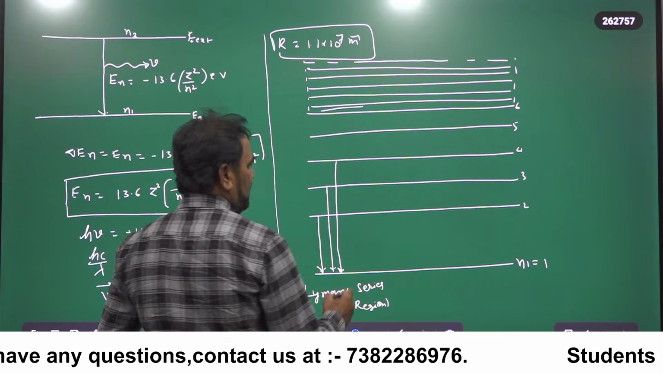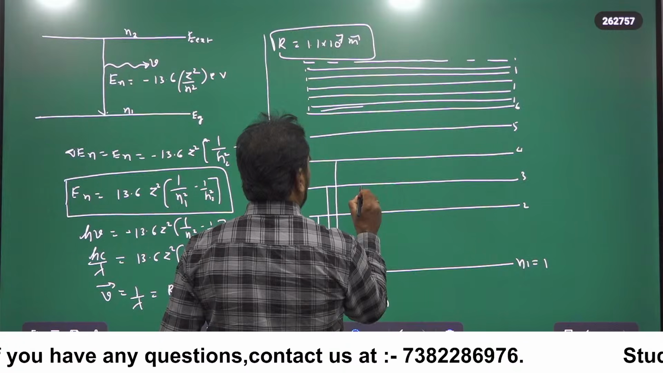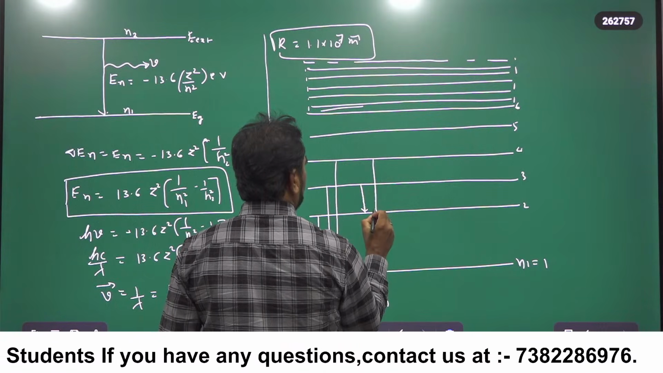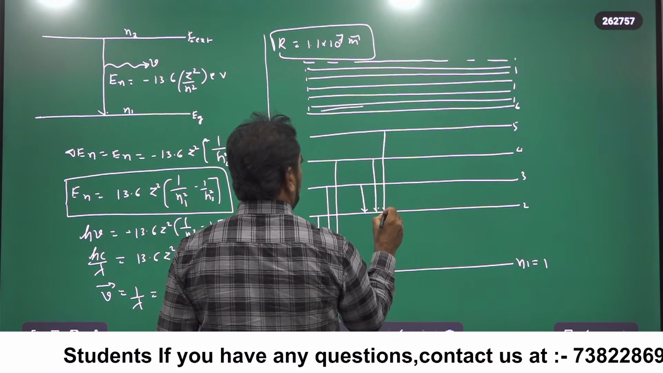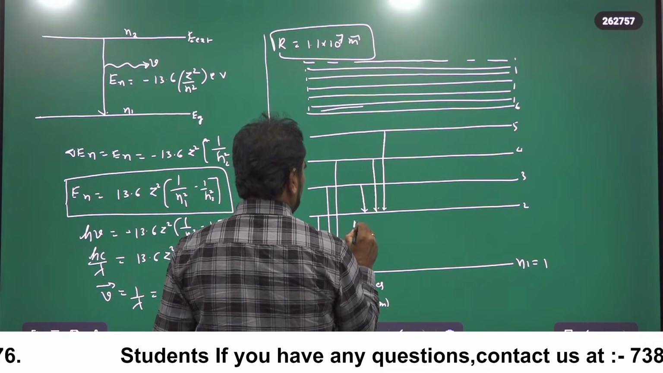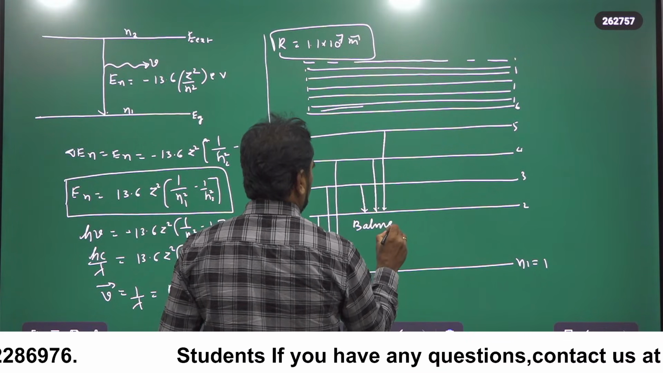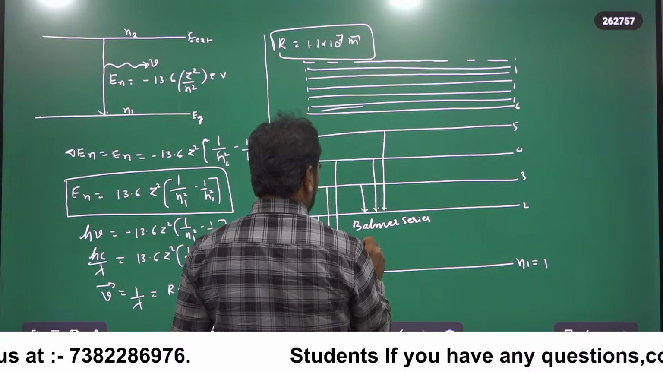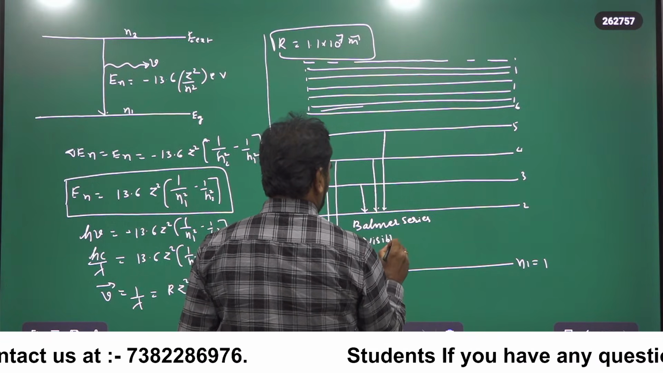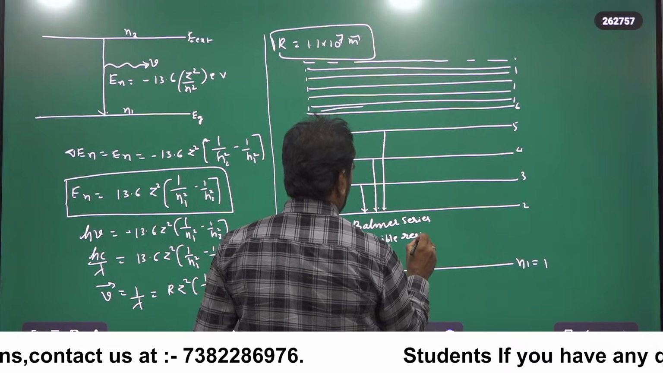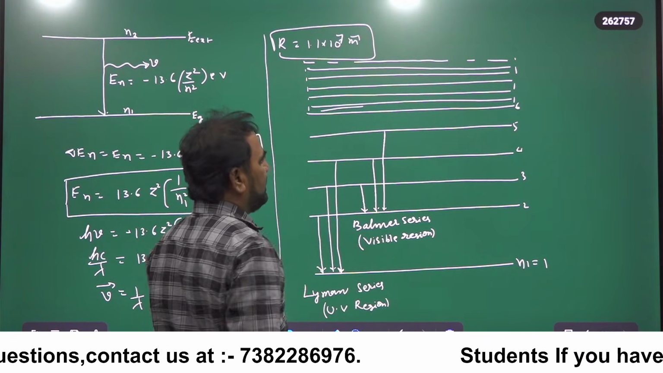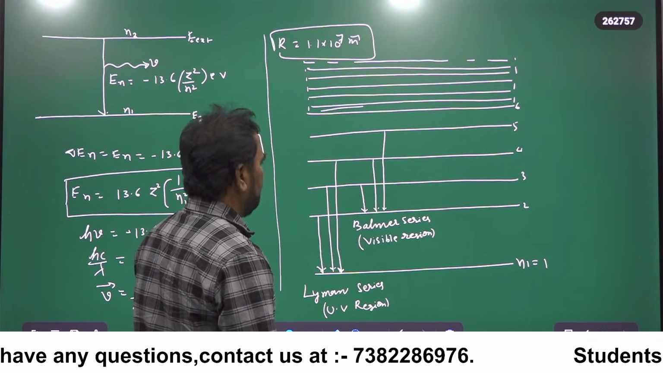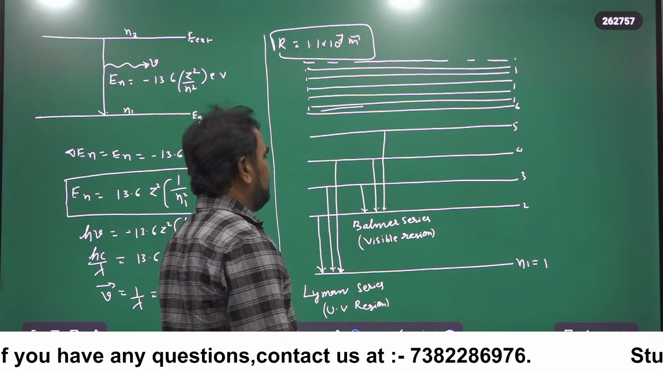Next, when the electron undergoes transition from N2 is equal to 3 to N1 is equal to 1, then what kind of series is formed? Balmer series is forming. This is in the visible region. When the electron undergoes transition from N2 is equal to 3 to N1 is equal to 2, like this, Balmer series is forming. This is a Balmer series which is forming in the visible region.